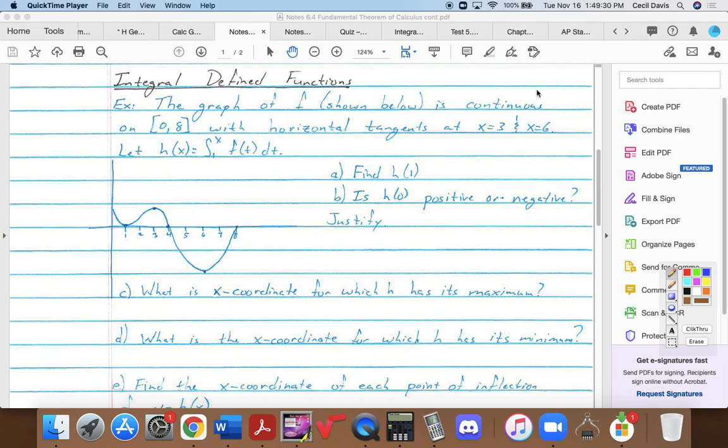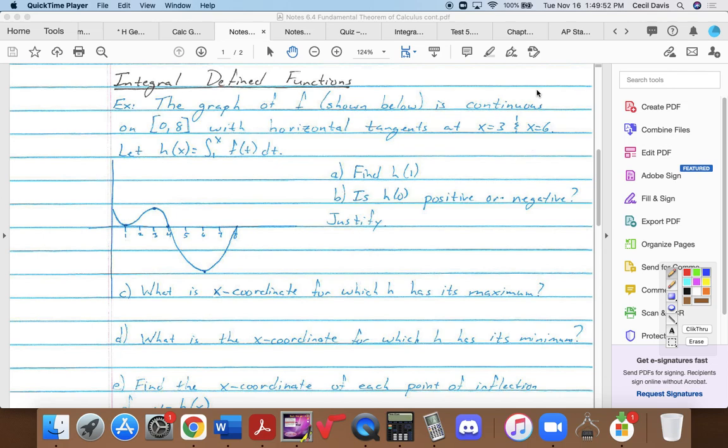So integral defined functions used to be the darling of the test development committee for calculus, and I like them rather a lot, which means they don't show up as much as they used to. Once upon a time, they were very regularly on the AP exam.